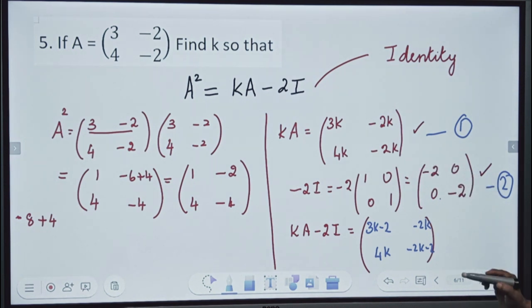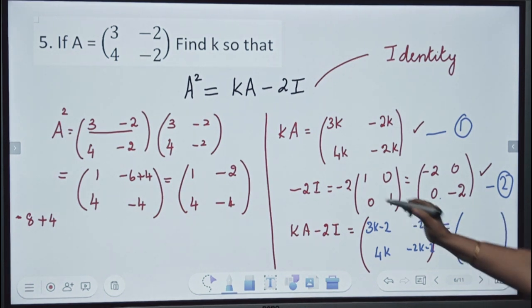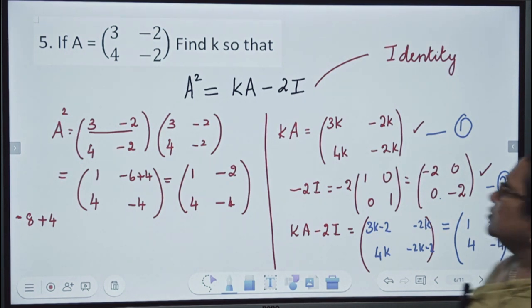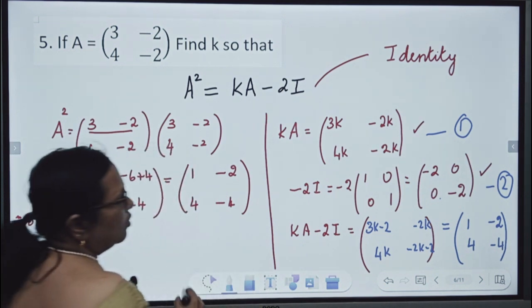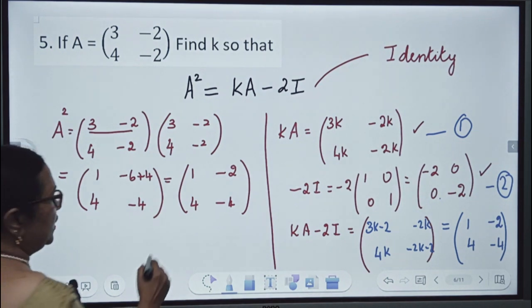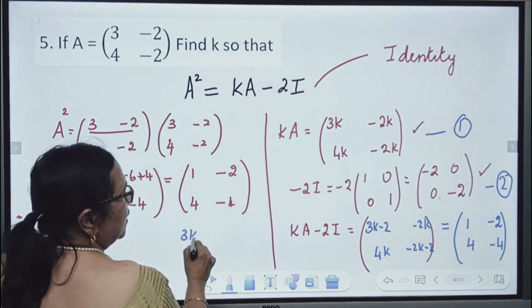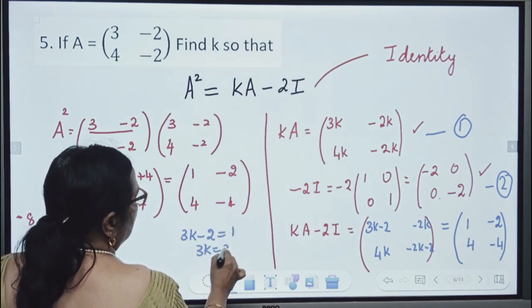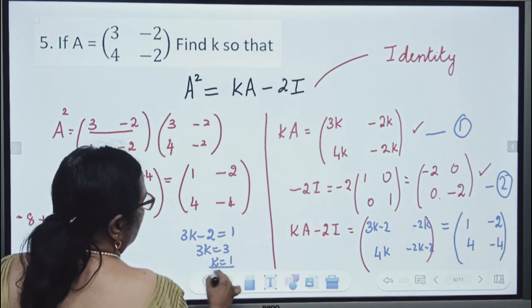Now, what is given? It is given to be equal to A square. So this is equal to A square, which we have found there: 1 minus 2, 4 minus 4. When two matrices are equal, the corresponding elements have to be equal. So 3K minus 2 equal to 1. So 3K equal to 3, or K equal to 1.